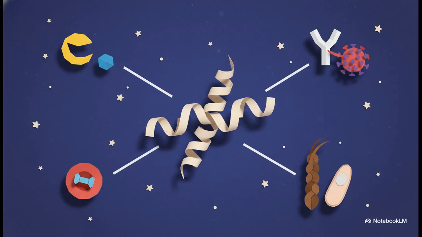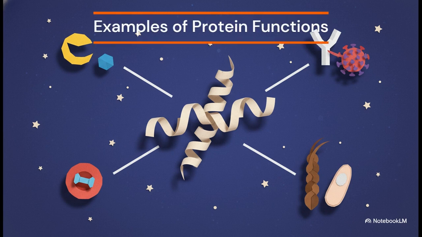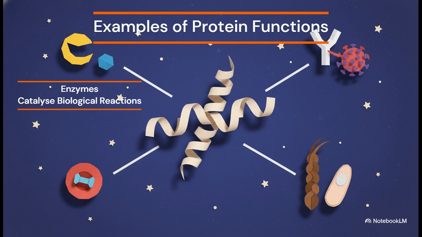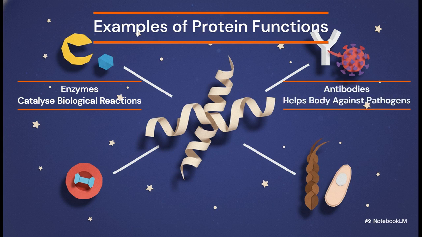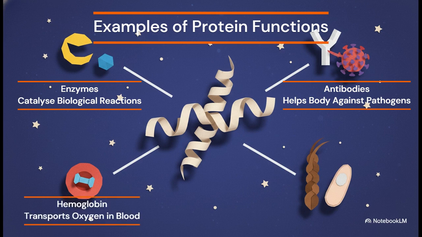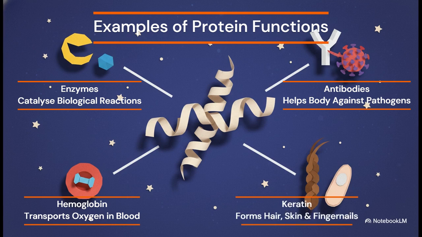And when we say they do everything, we're not kidding. Their functions are just all over the map. You have enzymes that speed up chemical reactions, antibodies that act like your body's security guards, fighting off germs. You've got hemoglobin in your blood, which is like a delivery truck for oxygen. And then you have structural proteins like keratin, which literally builds your hair and nails. They really are the workhorses of the body.